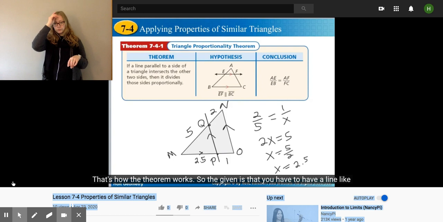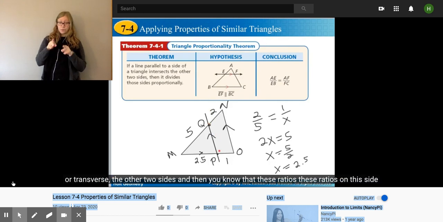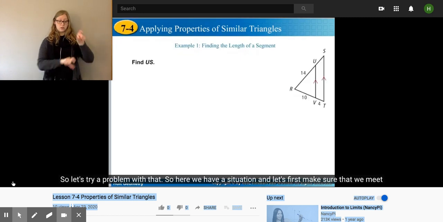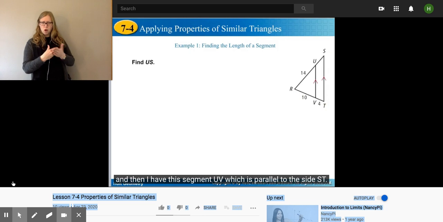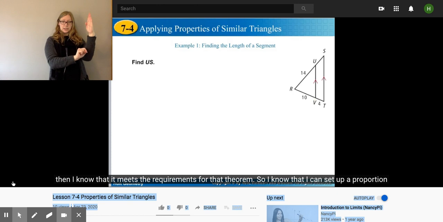So the given is that you have to have a line like this that is parallel to one of the sides of the triangle, and it has to cut or transverse the other 2 sides, and then you know that these ratios on this side are going to be the same as the other side. So let's try a problem with that. So here we have a situation, and let's first make sure that we meet the criteria. So I have the triangle RST, and then I have this segment UV, which is parallel to the side ST. And so given that it crosses RS and RT, then I know that it meets the requirements for that theorem.